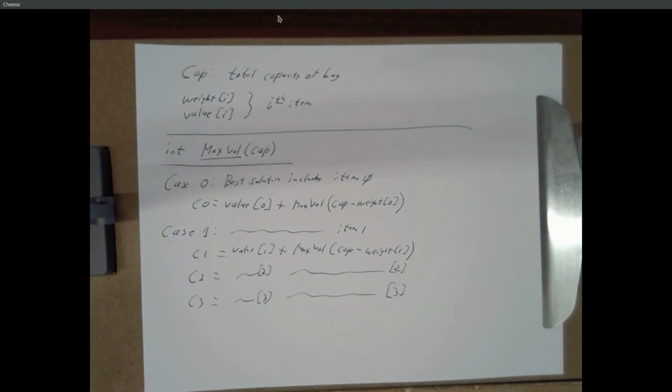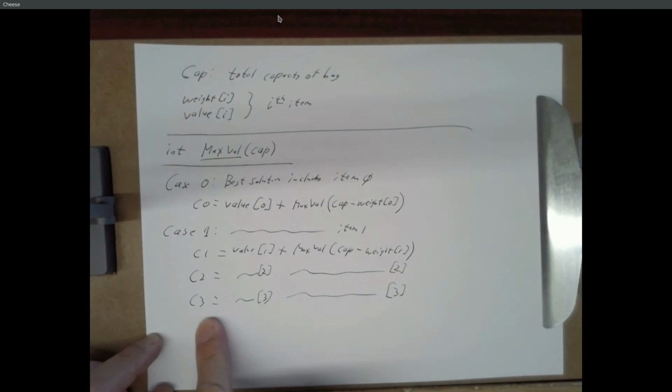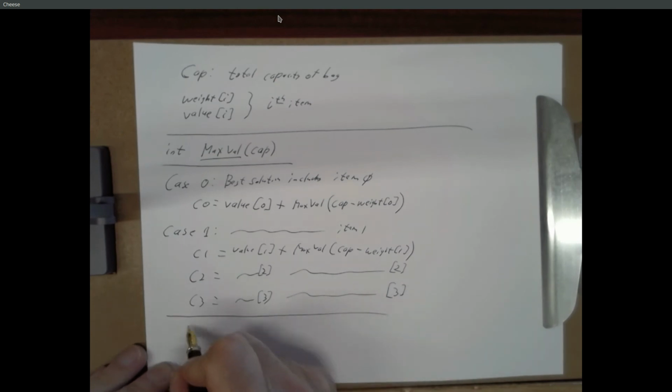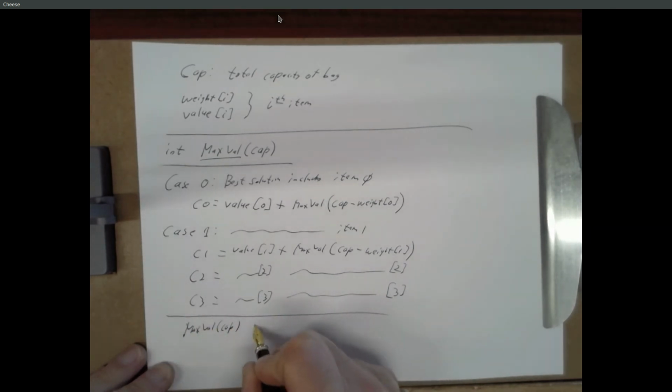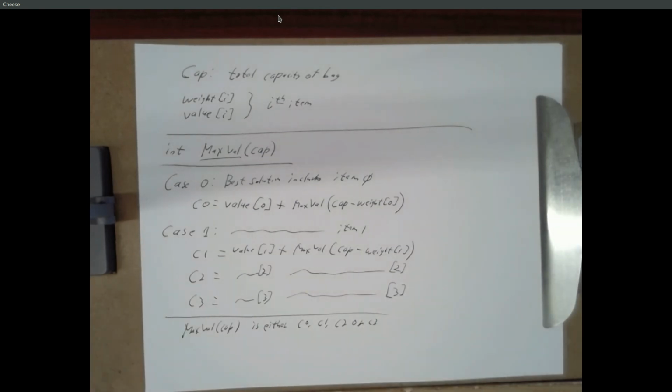And since we know our solution is going to include at least one of items 0, 1, 2, or 3, the max value we can get out of our bag is going to be either C0, C1, C2, or C3. So max val of cap is either C0, C1, C2, or C3. Which one is it? Whichever one's largest.